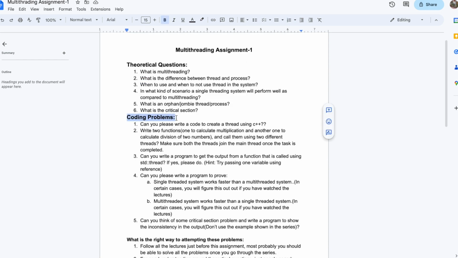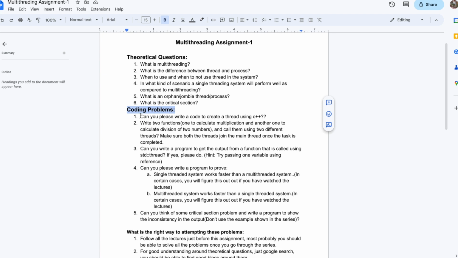Now if we talk about the coding problems, the first problem is: can you please write code to create a thread using C++? We have already covered this in our lecture series. The second question: write two functions, one to calculate multiplication and another to calculate division of two numbers, and call them using different threads. We have also covered this question. You can go through the lecture series and try writing your own code.